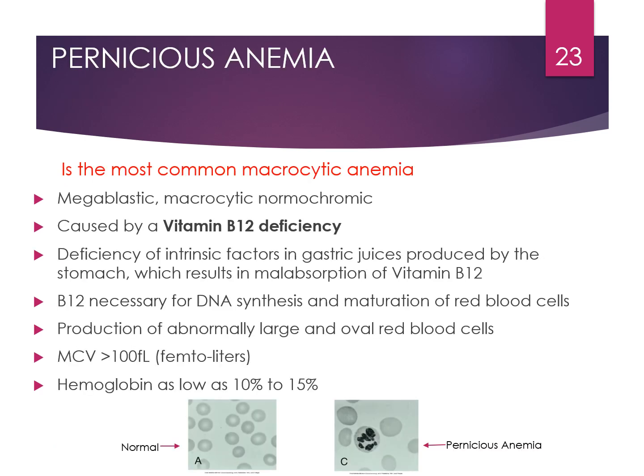So now I would like to talk about pernicious anemia, one of the most common macrocytic anemias that occur. This macrocytic anemia occurs as a result of a vitamin B12 deficiency. But this deficiency is usually the result of an intrinsic factor problem that hinders the stomach from absorbing vitamin B12. And we know that vitamin B12 is necessary for red blood cells to mature.